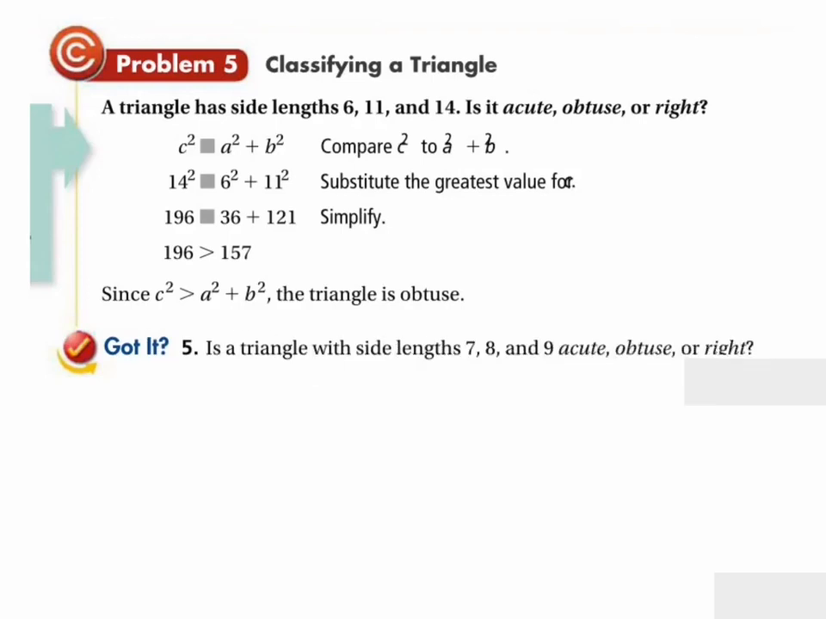Here's your got it problem. The very last one is a triangle with side lengths 7, 8, and 9: acute, obtuse, or right? You're going to pause this, attempt it, and then see what my answer is and if it matches with yours.